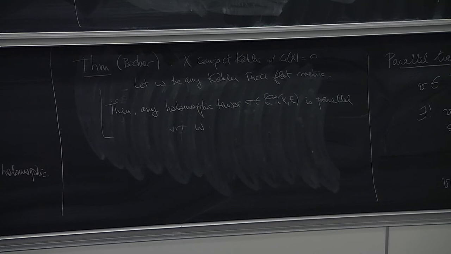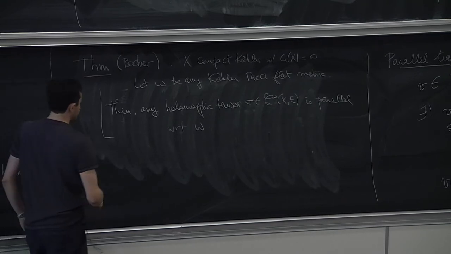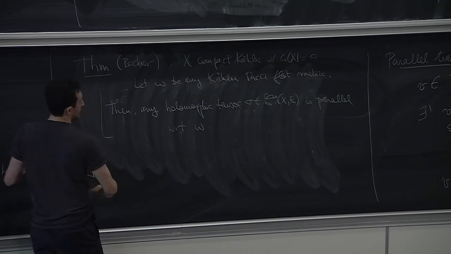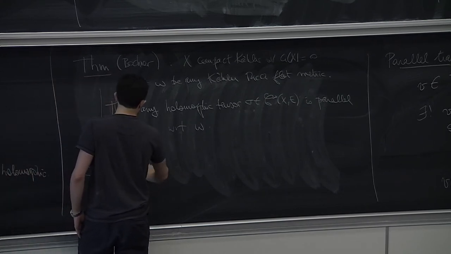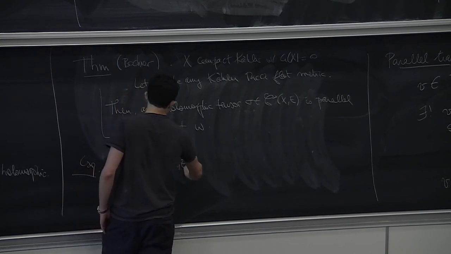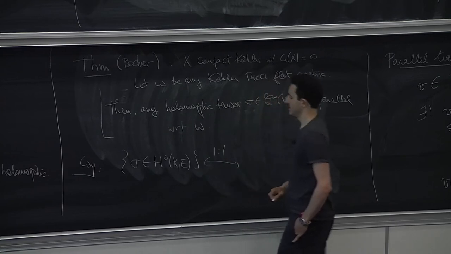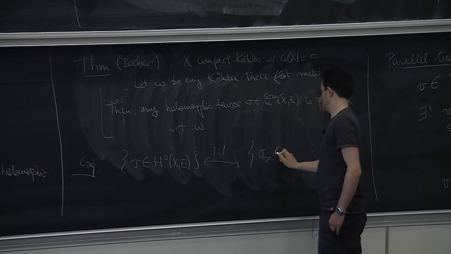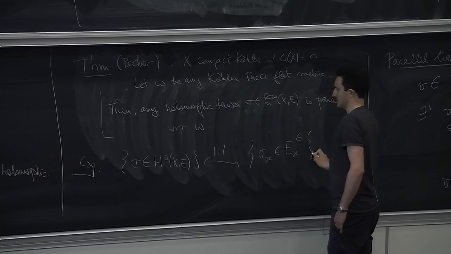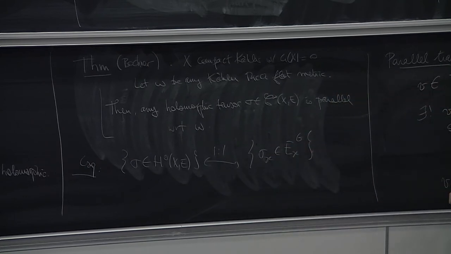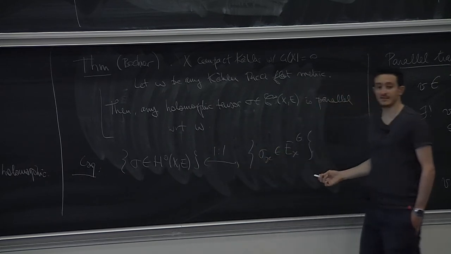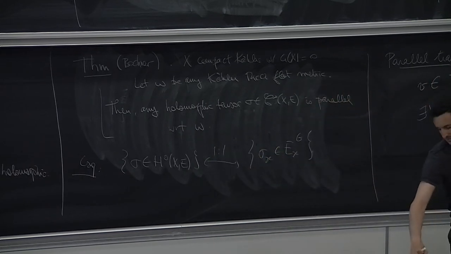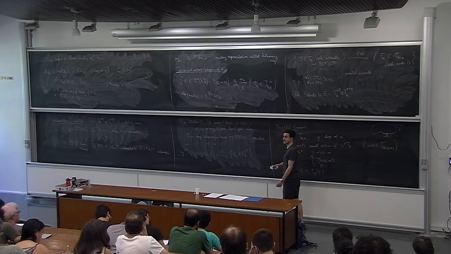Okay, so a consequence: if you put together those two statements, you have a one-to-one correspondence between holomorphic sections of E and parallel tensors, and invariant vectors under the holonomy action. So you've reduced the problem of finding holomorphic vectors to understanding invariants of some representation. That's a problem of linear algebra as soon as you can determine what G is.